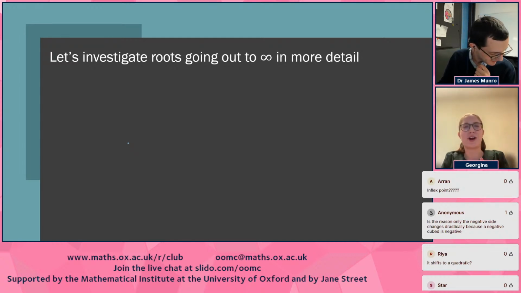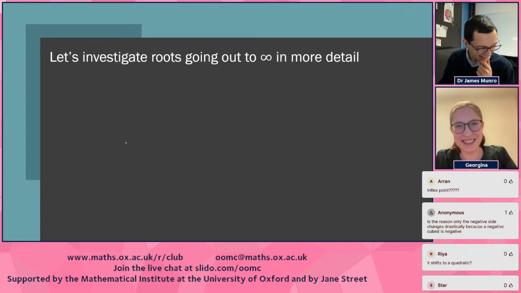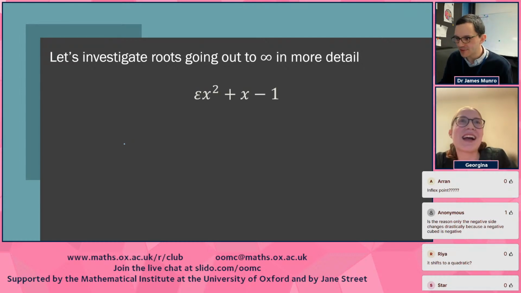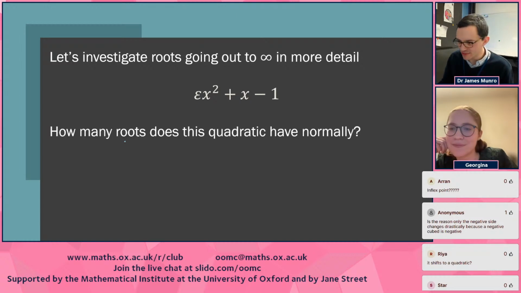So now let's go back to quadratics. Right. Fun, safe home territory. Yes. So here's a quadratic. And you've got the question, how many roots does this quadratic have normally? Yeah, so consider this is a quadratic that has the maximum number of roots a quadratic should have. So how many roots is that? How many do we expect?